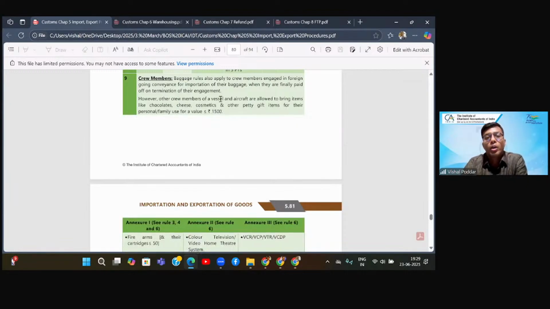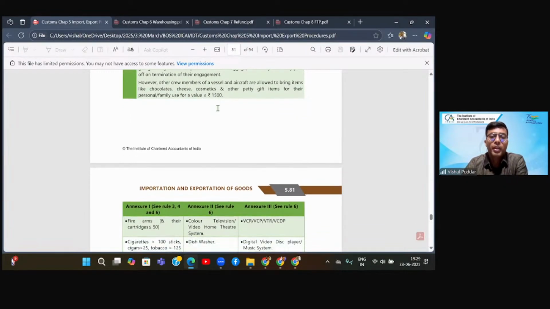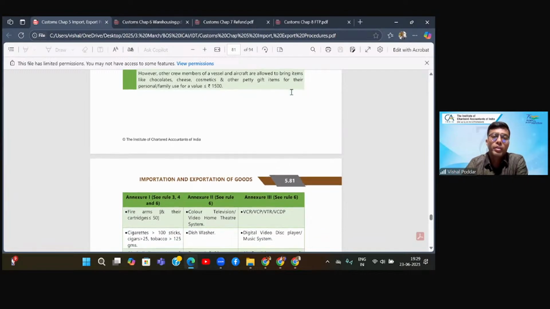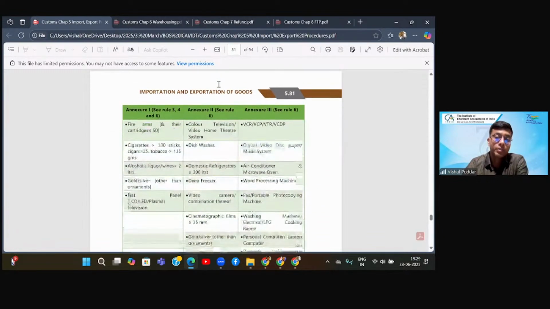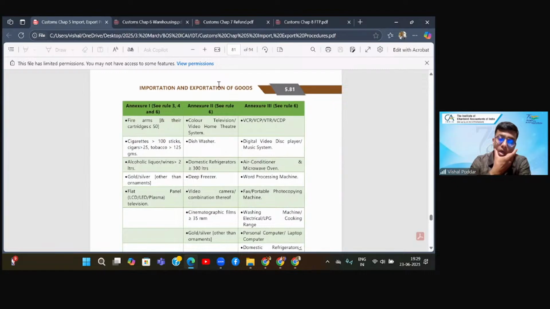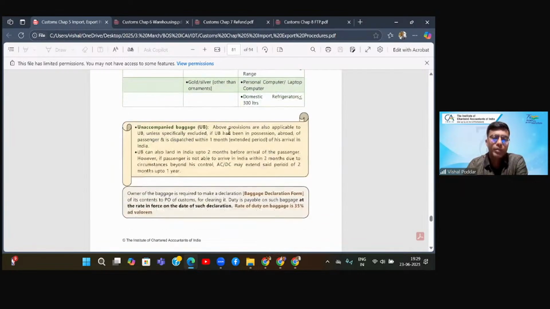However, crew members of a vessel or aircraft are allowed to bring items like chocolate, cheese, cosmetics and other petty gift items for their personal or family use up to a value which should not exceed rupees 1500. I personally believe these values, whatever you will see, are very old. Today you will not find anything very substantial in this. So these have to be revised, but fine. As on date, these are the values.